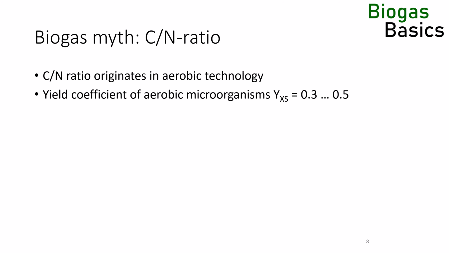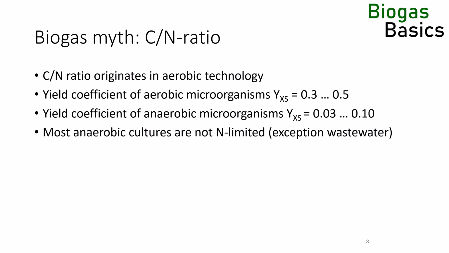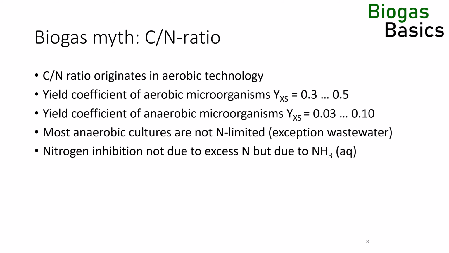The yield coefficient of anaerobic microorganisms is 1 order of magnitude lower. Less nitrogen is required per mole of carbon consumed. The AD process is rarely nitrogen limited. There are only a few exceptions to this, mostly in wastewater fermentation or specific feedstocks like whey permeate that require the addition of some nitrogen. And the nitrogen inhibition is not due to a low CN ratio, but because of high free ammonia concentrations, as we have just discussed. Further, in wastewater technology, usually most or all of the carbon is biodegradable. After all, the aim is to make clean water.